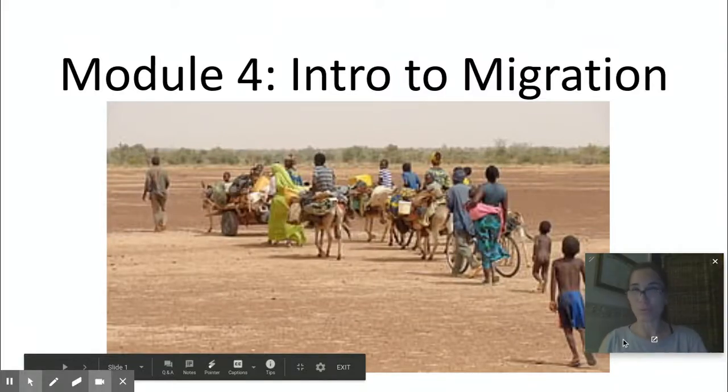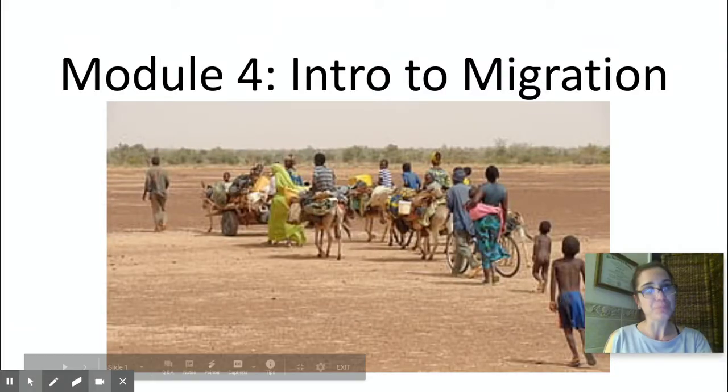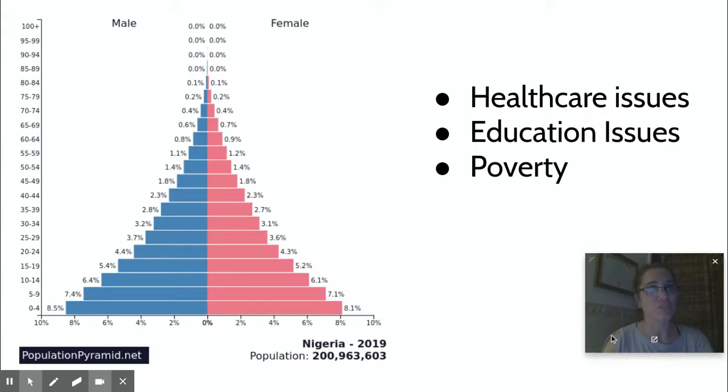Welcome to Module 4, Intro to Migration. In the last module, you learned about the issues that geographers and leaders need to consider with regard to population growth. We learned that when populations grow too fast, as in this population pyramid of Nigeria, we see lots of poverty, education, and healthcare issues.